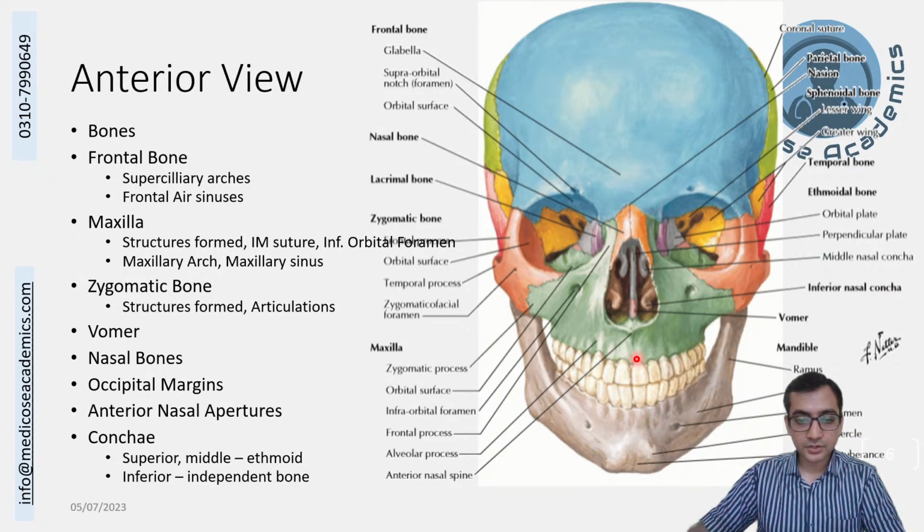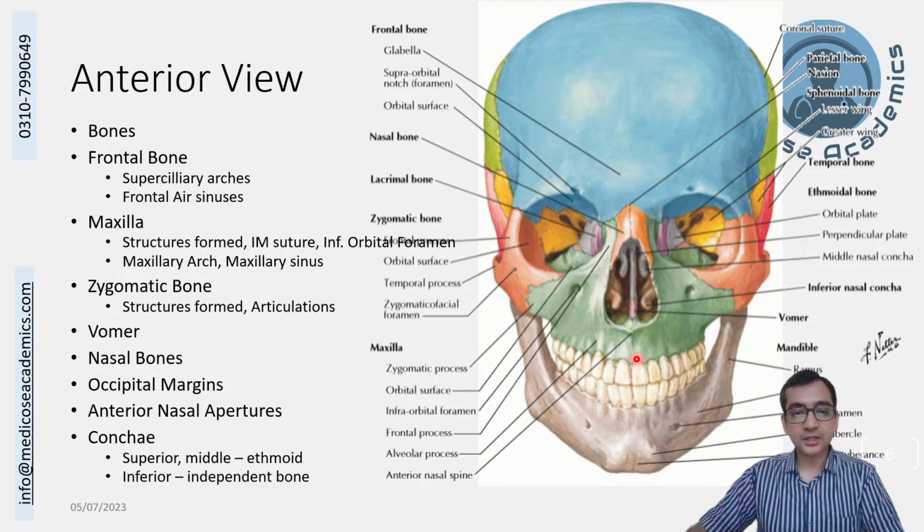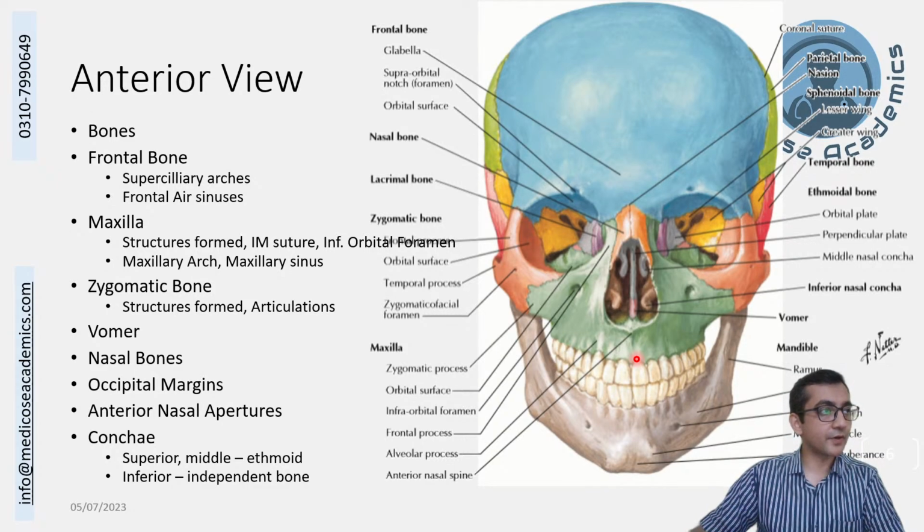So here the fossa are a little more visible. You may see the groove, and you may see the fossa between them. Here is the alveolar part. So this is all about the frontal bone.